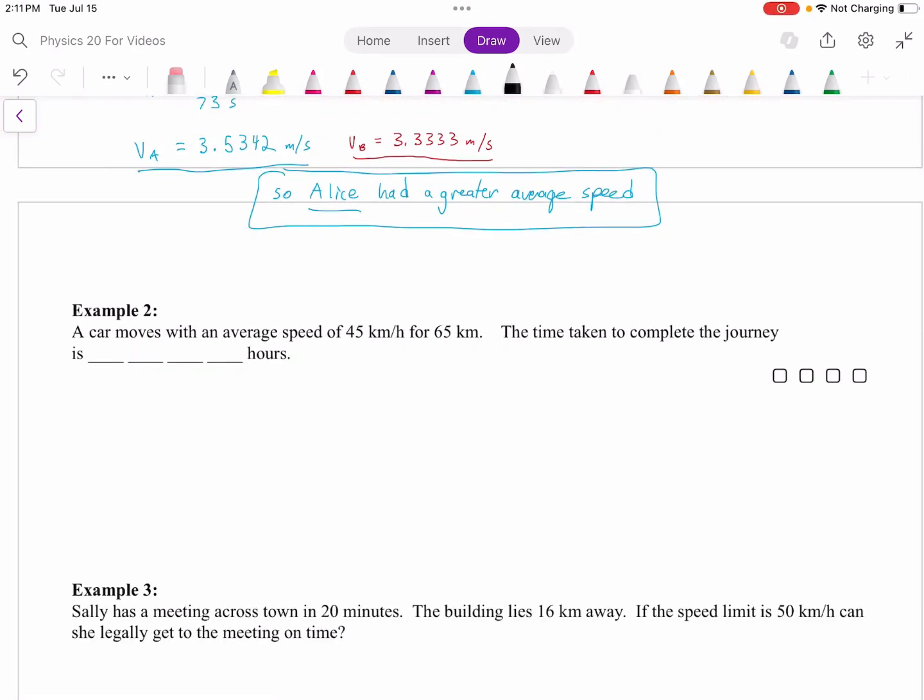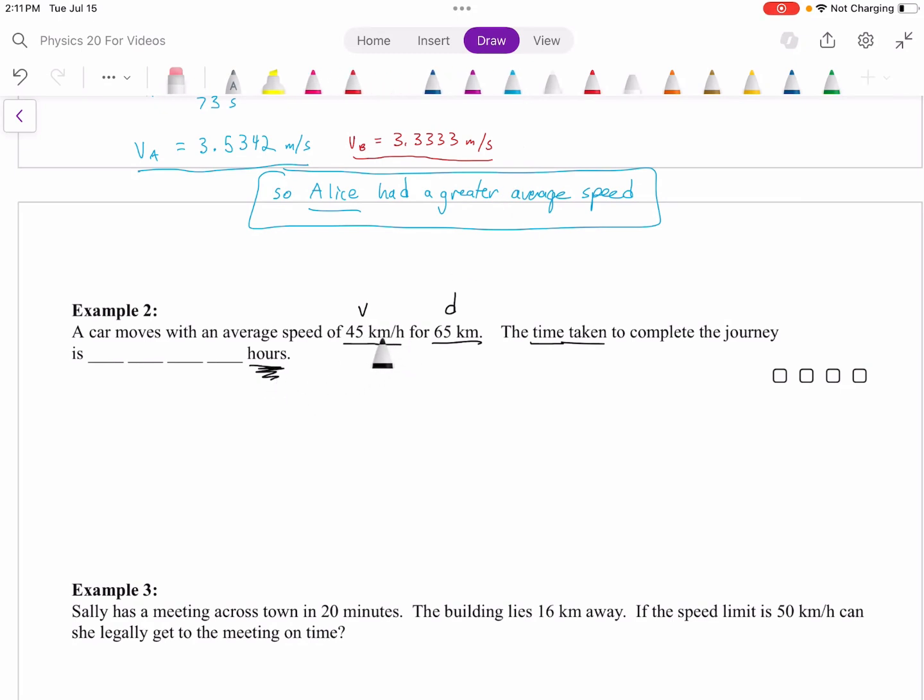So moving on to example 2 here, we have a car that moves with an average speed of 45 kilometers per hour. And it does that until it's traveled 65 kilometers. Now we want to know the time that was taken to complete the journey in hours. Okay, that's convenient for us here.